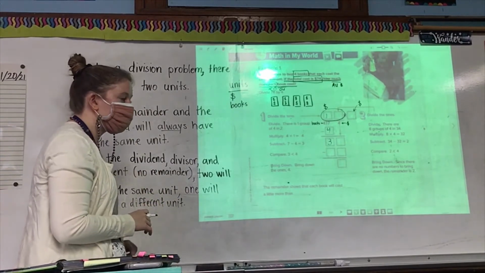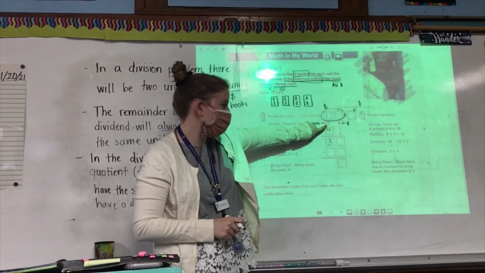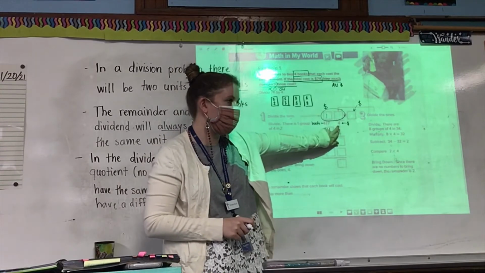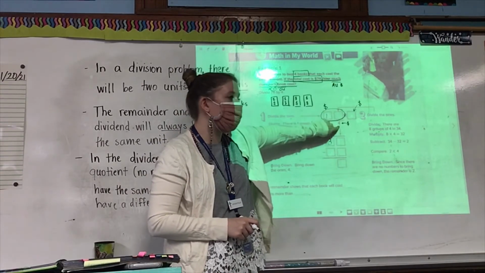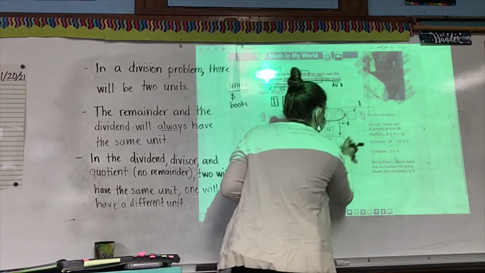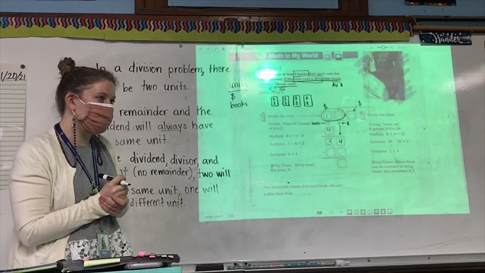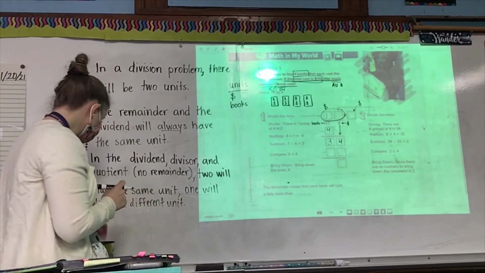Zadie, next we bring down. Have we used the first digit of our divisor? Yes, because we have a number under it. Have we used the second digit of our divisor yet? No, so let's put an arrow and we're going to bring it down. What's our new dividend? 34.